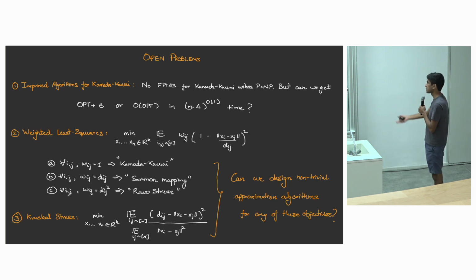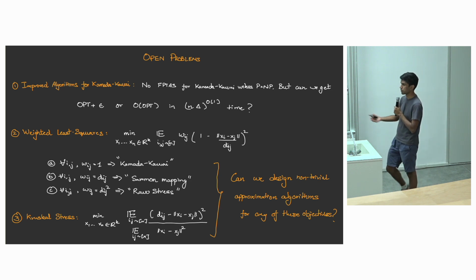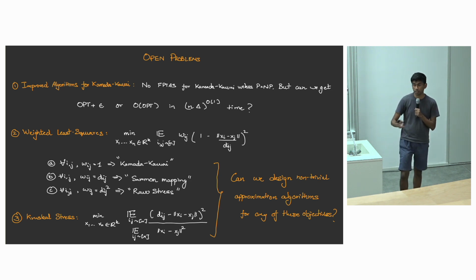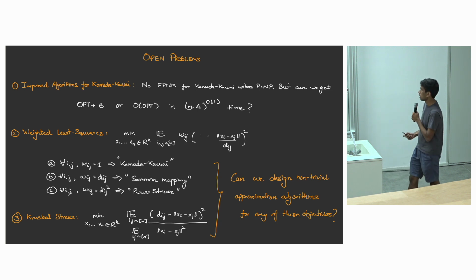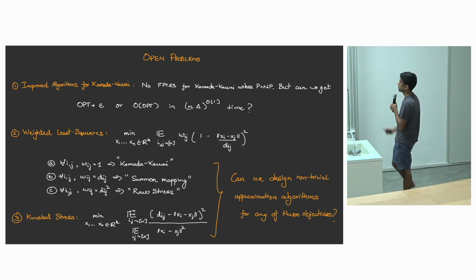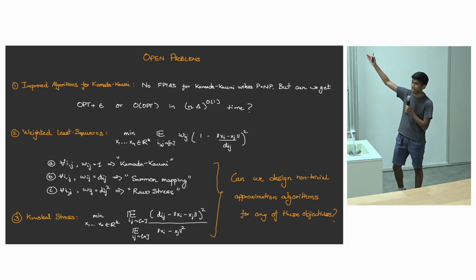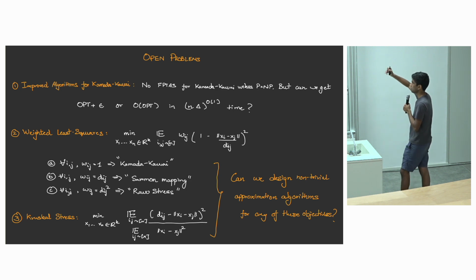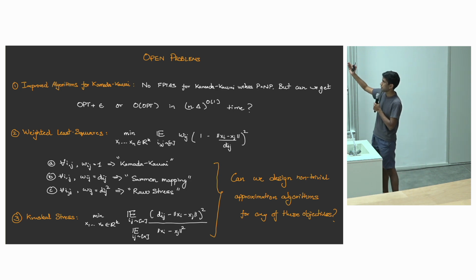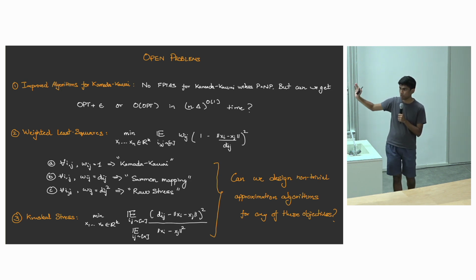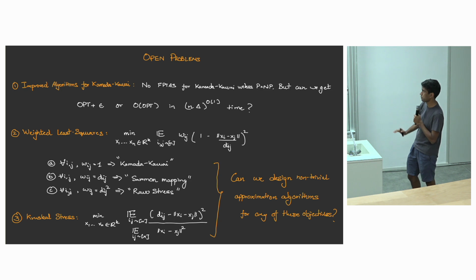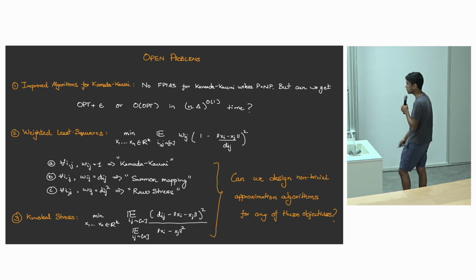Another class of questions is whether you can consider different metric embedding objectives other than the Kamada-Kawai objective. As examples, consider the same expectation, but I weight the pair ij by some number wij. If all the wij are 1, then I just get Kamada-Kawai. If wij is dij, I get this other thing called Sammon mapping. wij equals dij squared gives another thing called raw stress. And these are all extremely well-studied metric embedding objectives. There have been whole books written on this class of metric embeddings called multidimensional scaling.